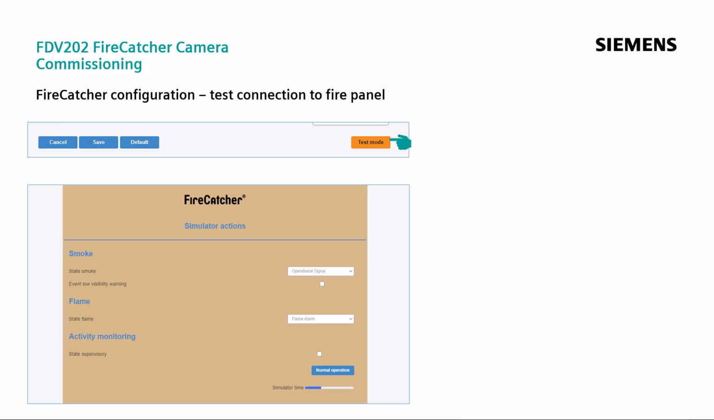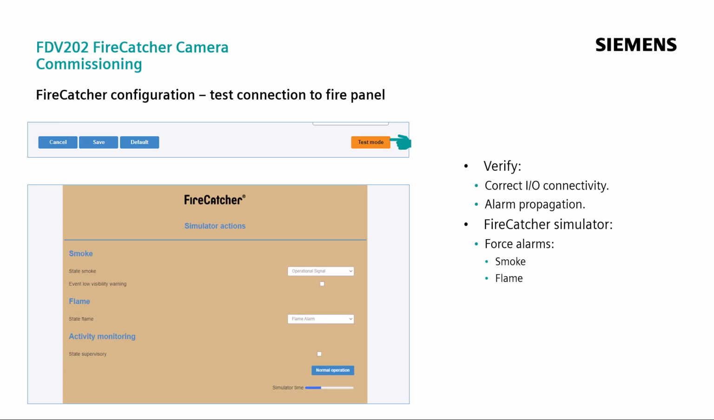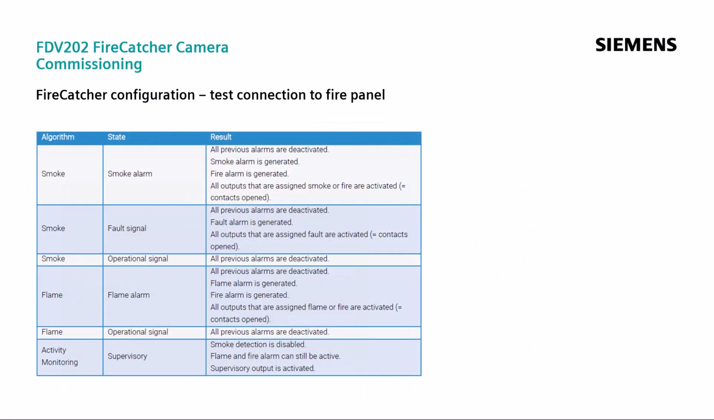With the test mode, you can verify the correct I/O connectivity and alarm propagation. Force alarms for smoke and flame, as well as force the status of operational, fault, and supervisory signals. To stop the test mode, press Normal Operation. This table provides an overview of all possible settings together with their impact.